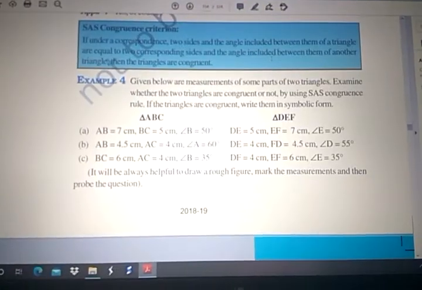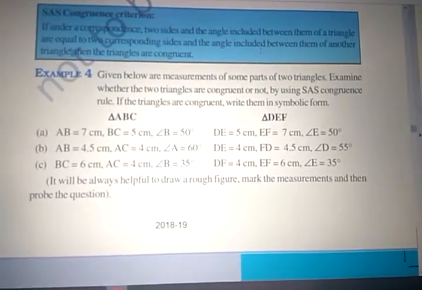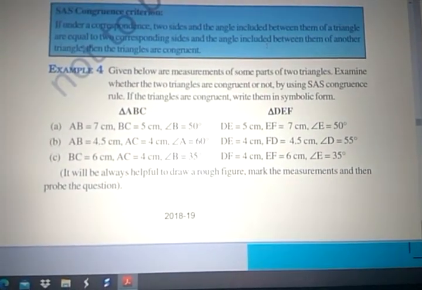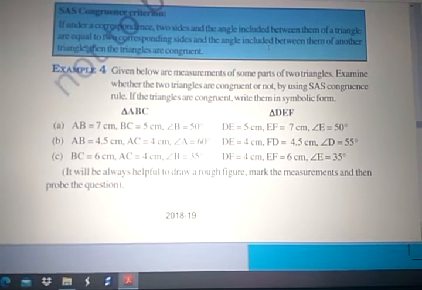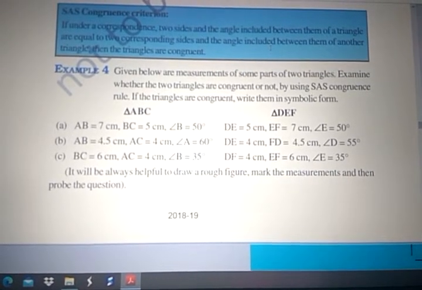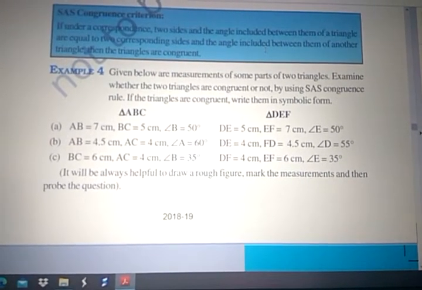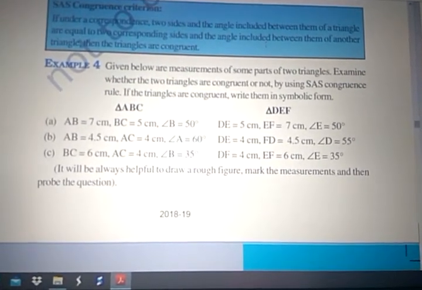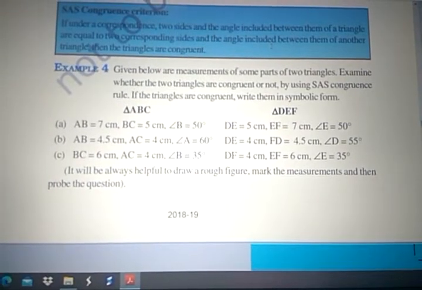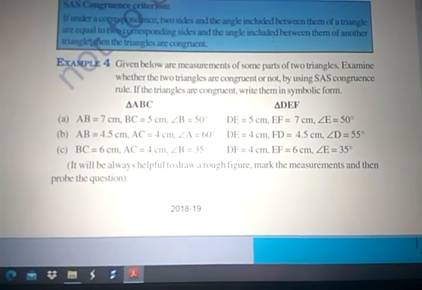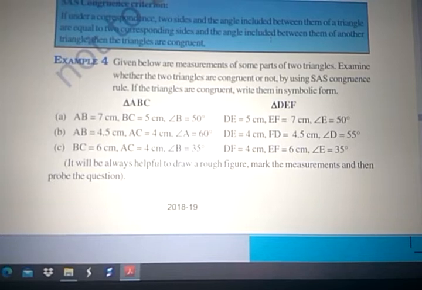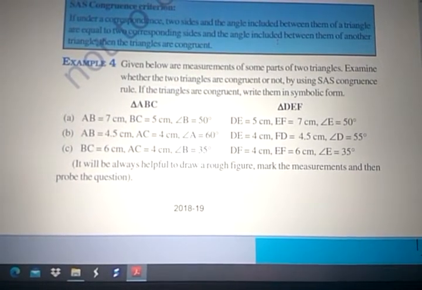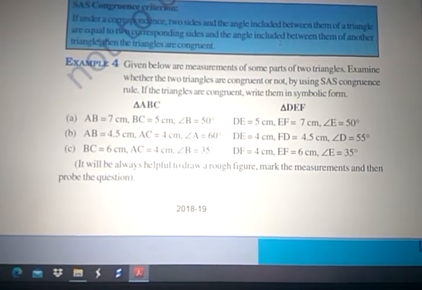Okay, now you understand, students. Example number 4. Given below are the measurements of some parts of two triangles. Examine whether the two triangles are congruent or not by the SAS congruence rule. If the triangles are congruent, write it in symbolic form. You see here AB is equal to 7, and then which one is 7? EF is equal to 7.